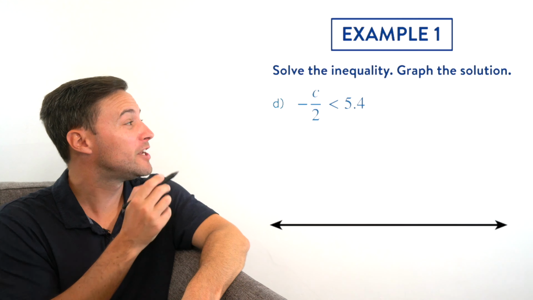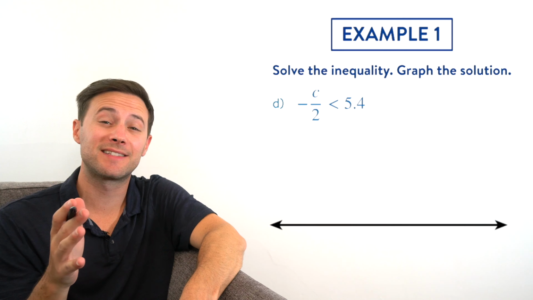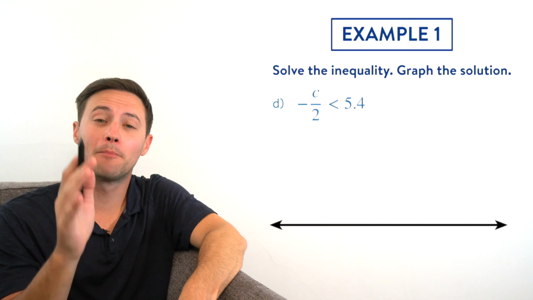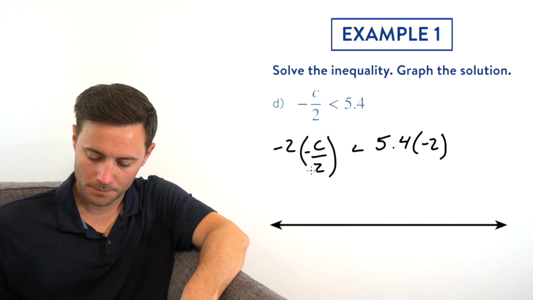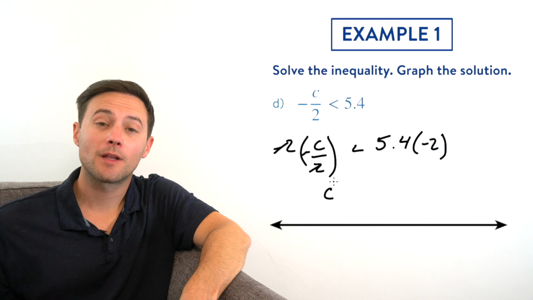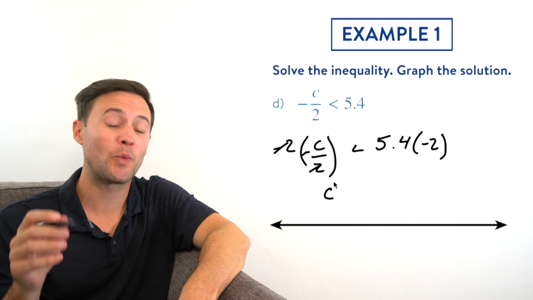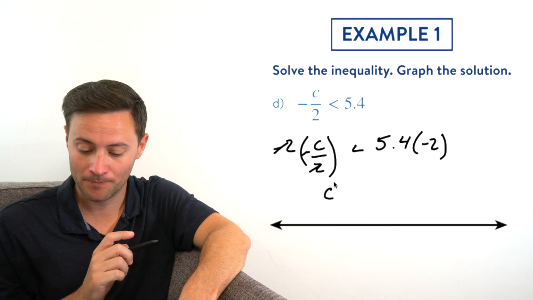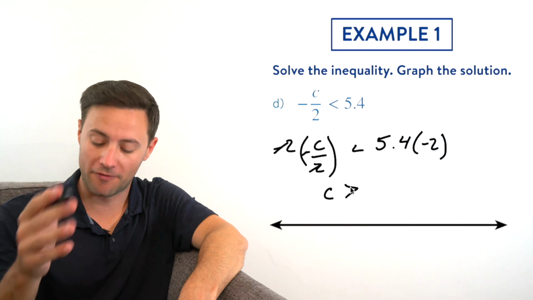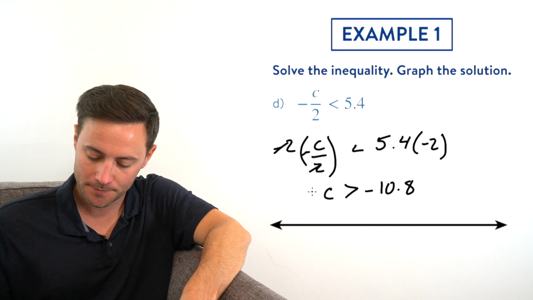Last one, negative c over 2 is less than 5.4. Negative c over 2 is the exact same thing as c over negative 2. So to get c alone, we're going to multiply both sides by negative 2. So we're left with c on the left side. Because we multiplied both sides by negative 2, we need to remember to switch the inequality symbol. So it's going to be c is not less than, c is now greater than, and 5.4 times negative 2 is going to be negative 10.8.